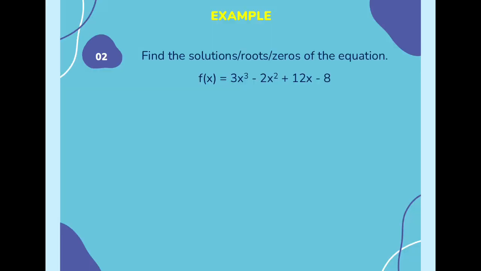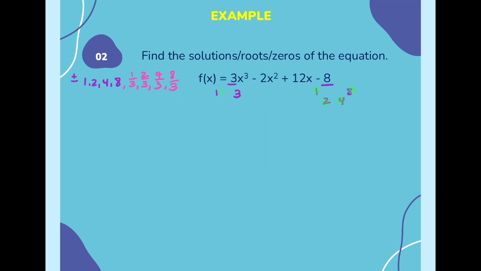All right, let's try another one. So again, find the solutions, zeros, roots of the equation. First thing we're going to do is make sure it's in decreasing degree order, which it is. Identify the first and the last terms. Factors of the last would be 1 and 8, 2 and 4. Factors of the first would be 1 and 3. So this time my possible bank is all the numbers here over 1. So it would be 1, 2, 4, and 8. And then all the numbers again, but this time over 3. So I'd get 1/3, 2/3, 4/3, and 8/3.